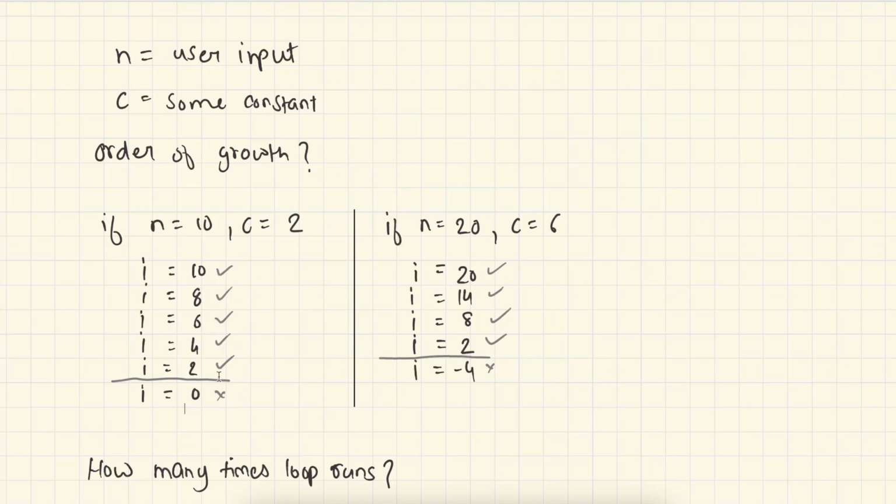1, 2, 3, 4, 5. So if we divide n by c, we can say that this loop is going to run 10 by 2 times. It means n by c times.